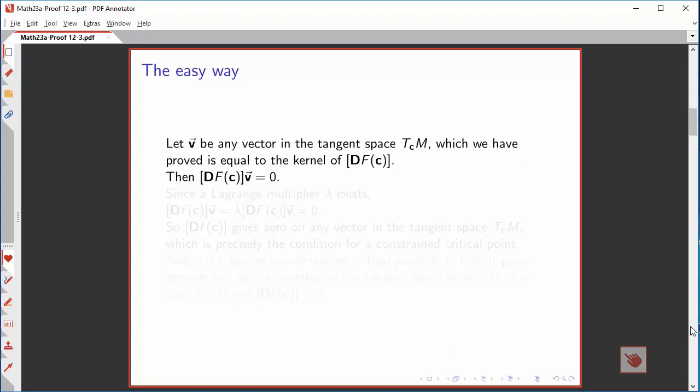Think about the tangent space to the manifold M at C. Think of that as vectors that lie flat on the floor. They're tangent to the surface of the Earth at the point C. And we've earlier proved that this tangent space is equal to the kernel of the derivative of the constraint function. In other words, d capital F acting on V gives 0.